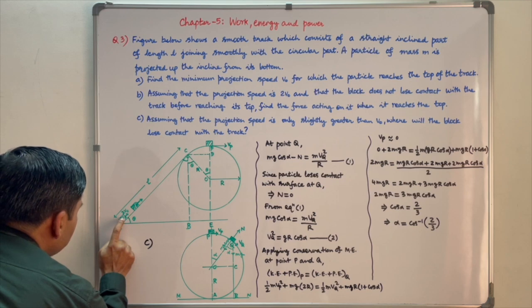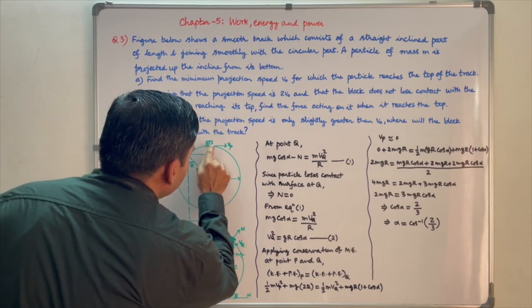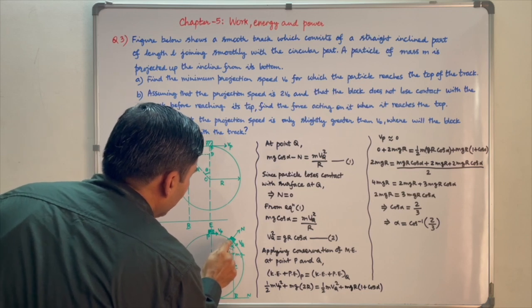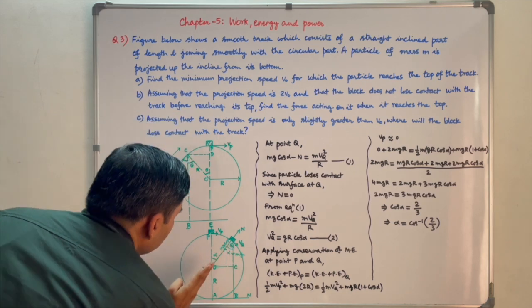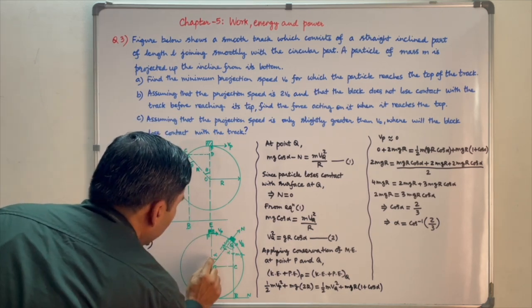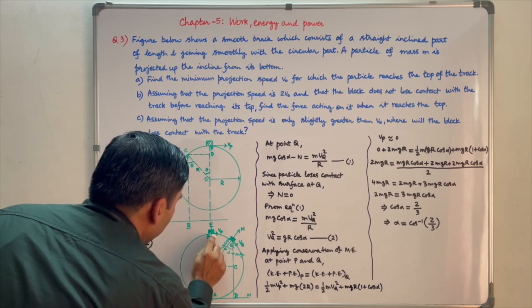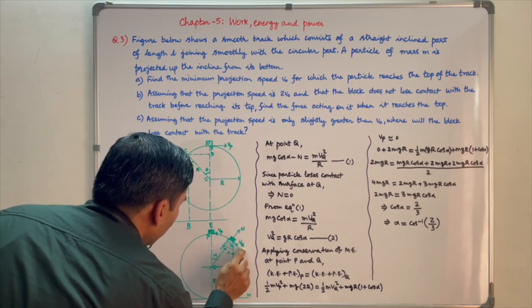Part C. Now the projection speed is slightly more than v0. That means the particle will not stop at P, it will keep moving on the circular track. Suppose till point Q. At point Q, the particle loses contact with the surface. Suppose line OQ makes an angle alpha with the vertical. We have to calculate the value of alpha.